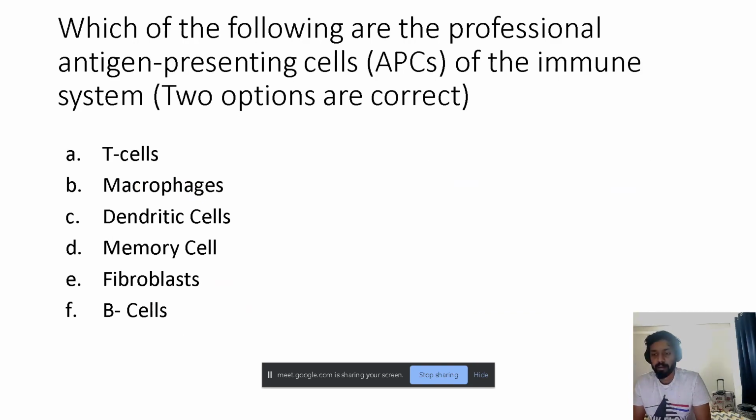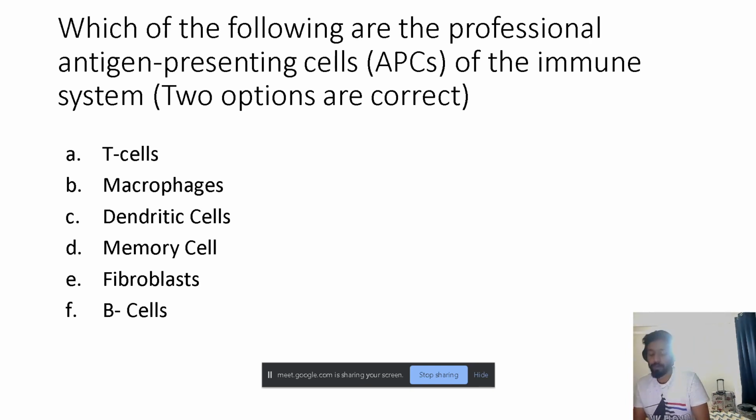Which of the following are professional antigen presenting cells of the immune system? Two options are correct here. Are T cells the antigen presenting cells, macrophages, dendritic cells, memory cells, fibroblasts, or B cells? Option B and C. Okay, so macrophages and dendritic cells. Yeah, so macrophages and dendritic cells are the professional antigen presenting cells.